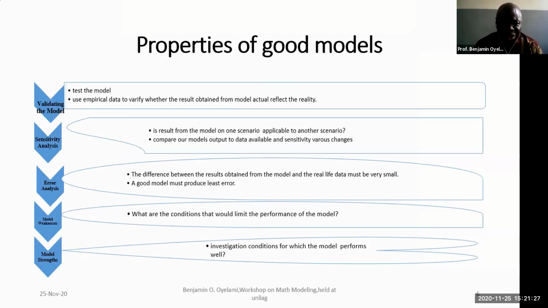So the first thing you must do is to validate the model. That simply means you test the model and use empirical data to verify whether the result obtained from the model actually reflects the reality. That's why under data modeling, you have to split the data into two forms. The first data, you use it for training the model. Then the second one, you use it for testing. You have to separate them and do some testing. So you must validate the model via use of data.